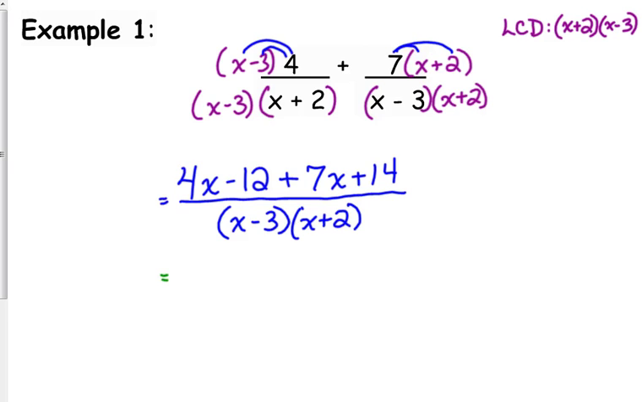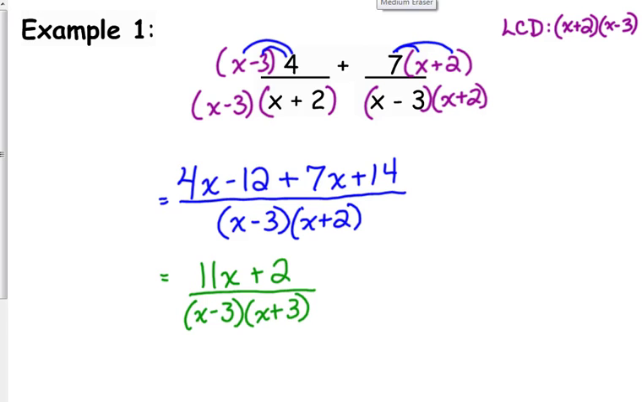Okay, the last thing we have to worry about is combining like terms. Combine the 4x and the 7x to get 11x, and the negative 12 plus 14 to get positive 2. At this point, the only other thing is to ask, can I factor that numerator so that it would cancel with something in the denominator? The answer to that is no. Okay, not on this one. No factoring that can be done.